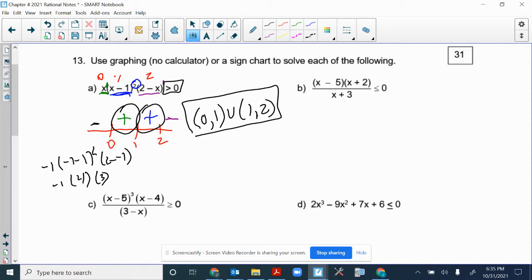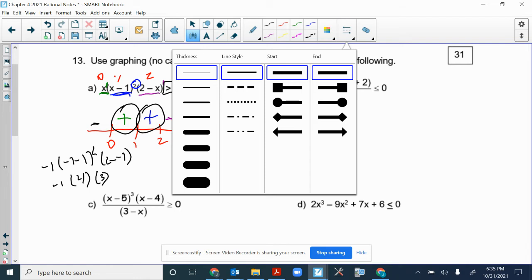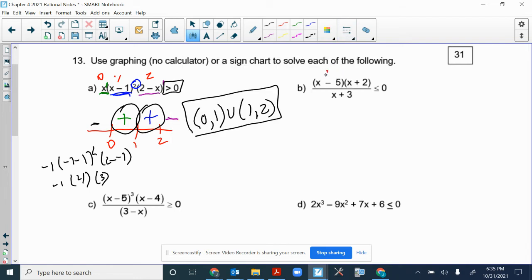All right. So then moving right along to B, we're going to do the exact same thing. So let me go ahead and solve each of these. This one gives me 5. This one gives me -2. This one gives me -3.